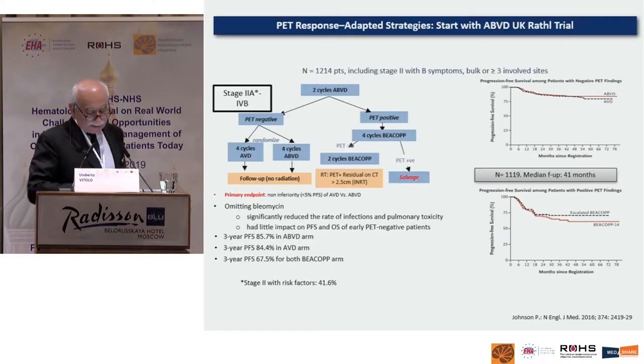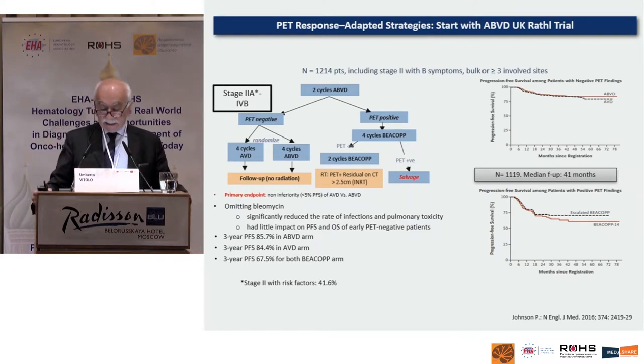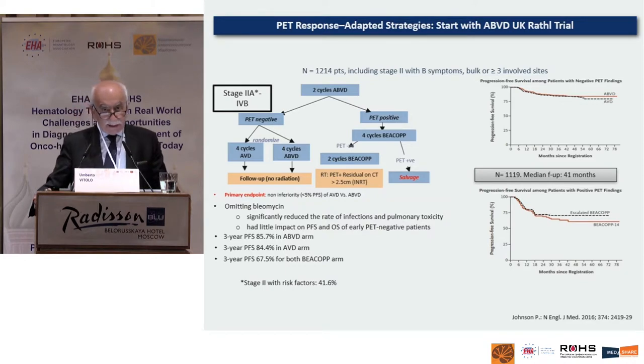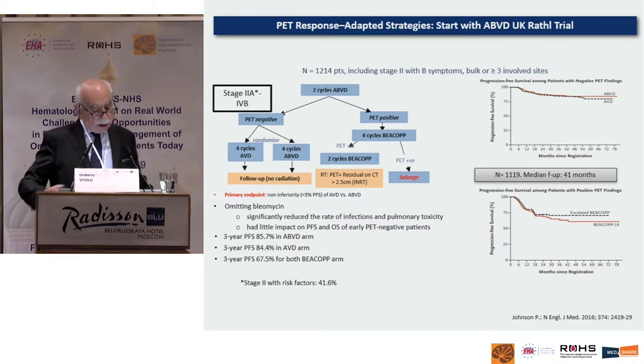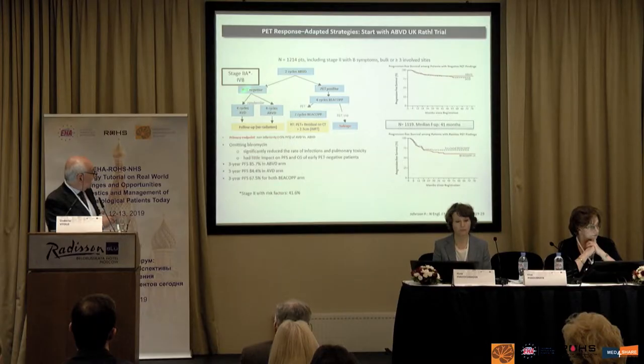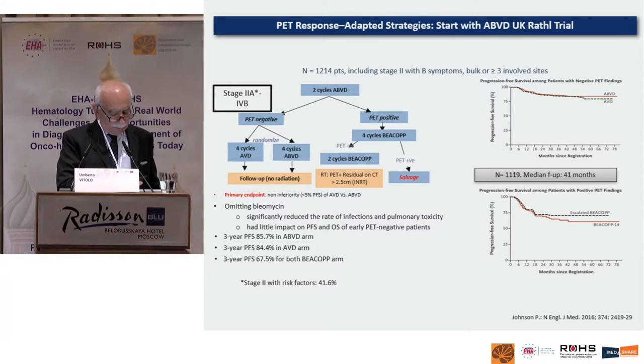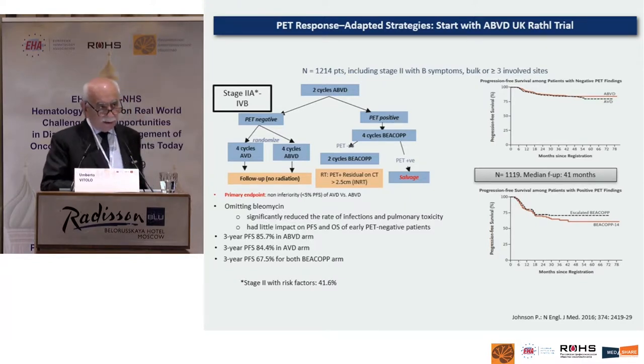We can start with ABVD. This is the results of the UK studies, the RATHL studies. More than 1,200 patients with advanced stage were treated with ABVD, and then on the basis of the PET findings, patients who were PET negative were randomized to receive the full ABVD course or an AVD omitting bleomycin because of the risk of pulmonary toxicity.